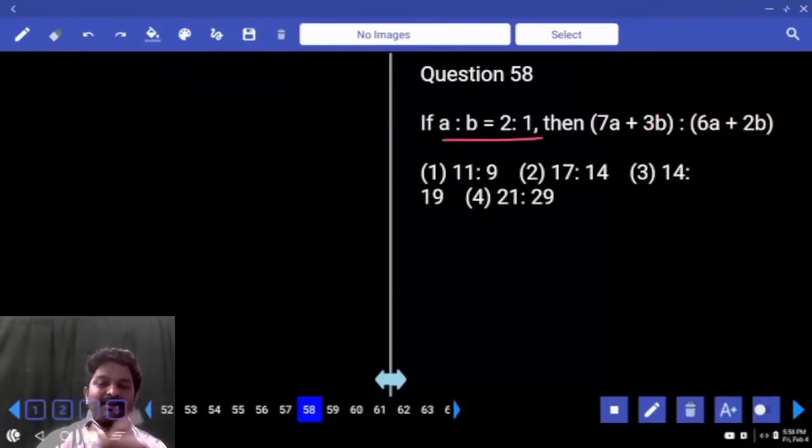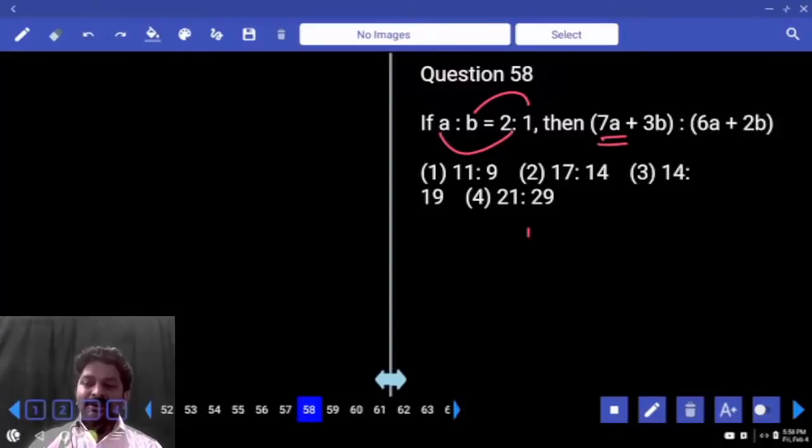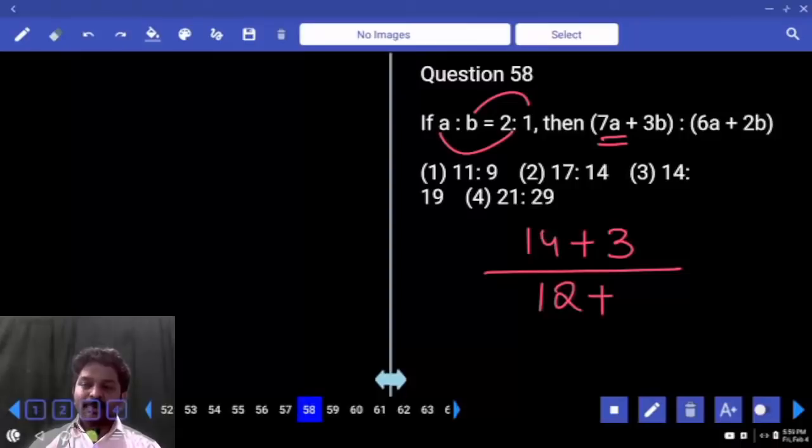Right. A is to B is equal to 2 is to 1. Everywhere we have exponent 1 only. Whether it is for A or B or whatever it is, every term is having exponent 1. So directly you can consider A is equal to 2 and B is equal to 1. 7A, that is 7 into 2, 14, plus 3B, 3 into 1, 3, divided by 6A plus 2B, 6 into 2, 12, plus 2B, 2 into 1, 2, 17, there is only one option.